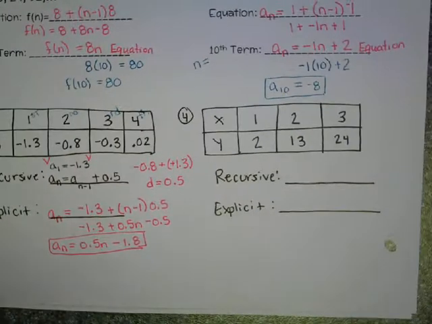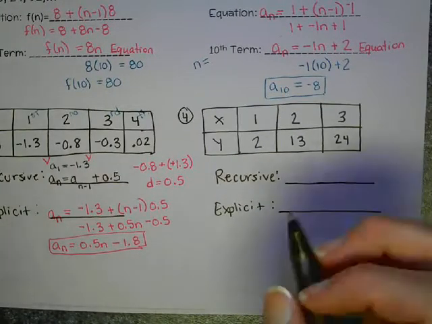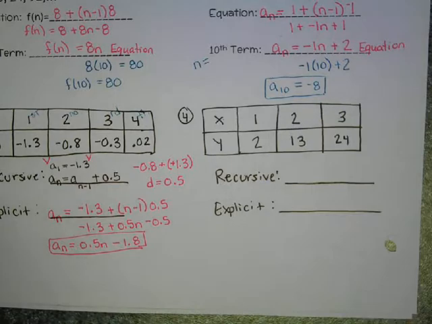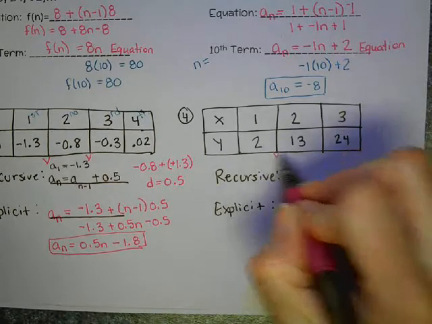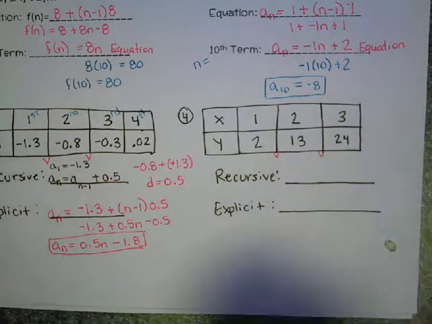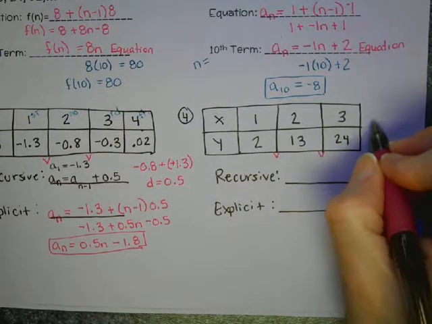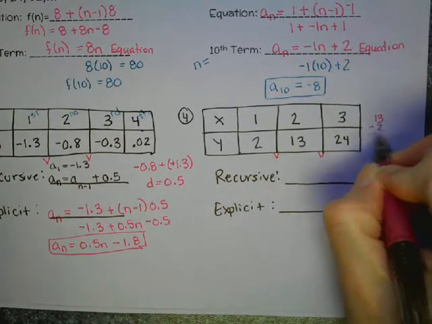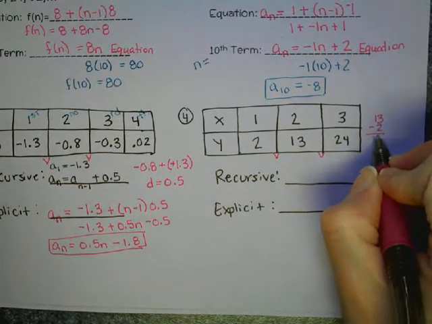So we got to figure out what is our difference. What's happening between each of these? Definitely the numbers are going up. So what are they going up by? So you take 13 minus 2, and that would be 11. So it's adding 11 each time in the sequence.